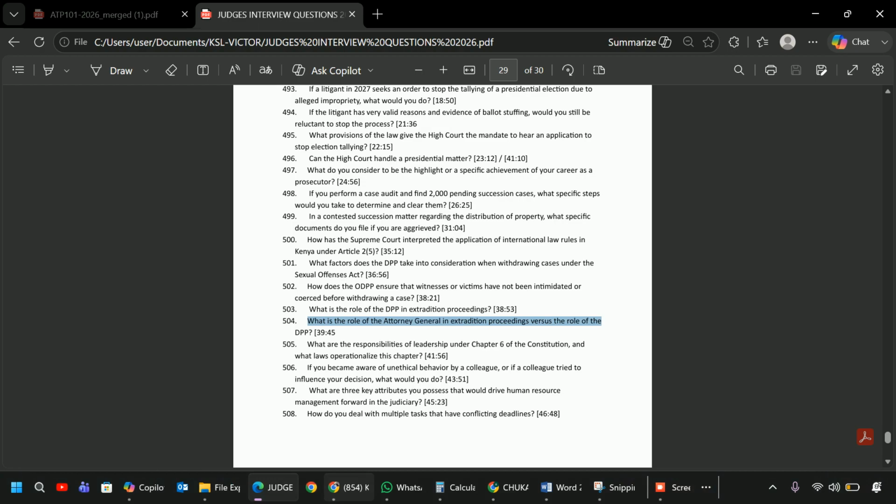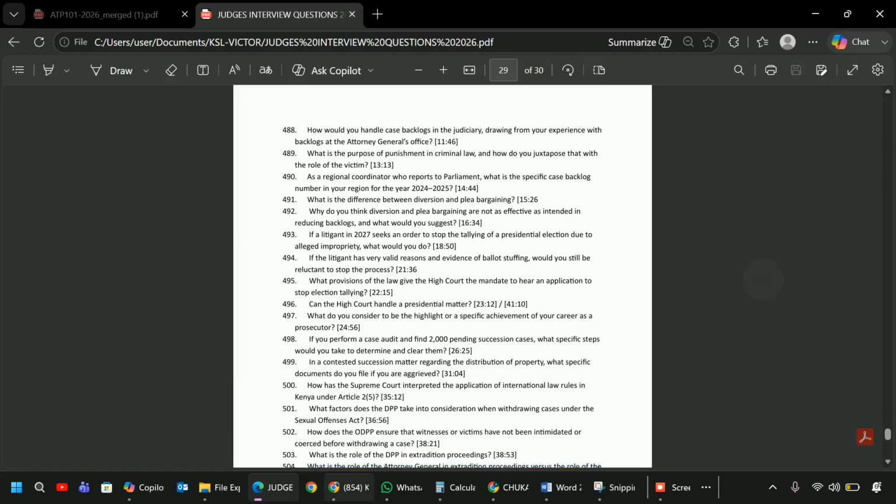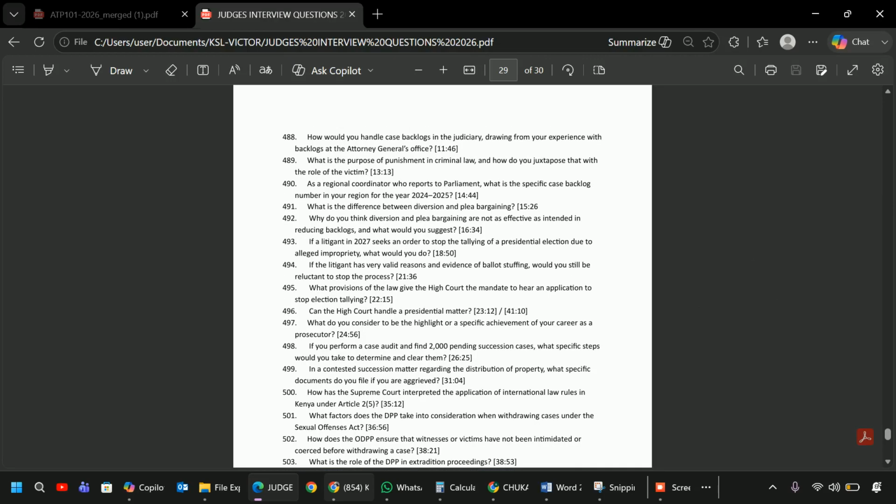Can the High Court... Question 496. Can the High Court... I believe it is clear from here. Can the High Court handle a presidential matter? What is your response to that? Can the High Court handle a presidential matter?